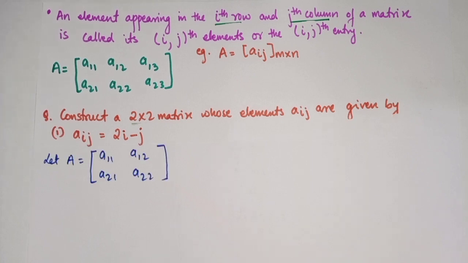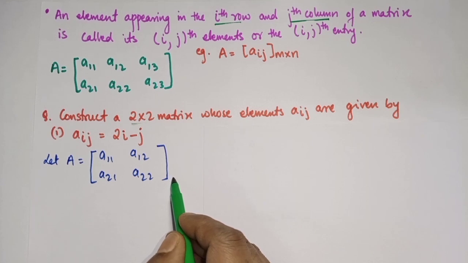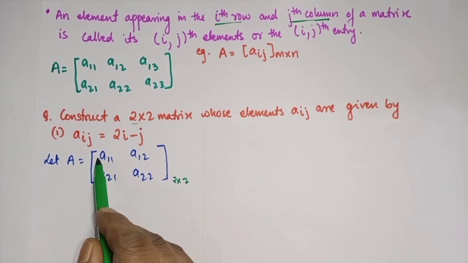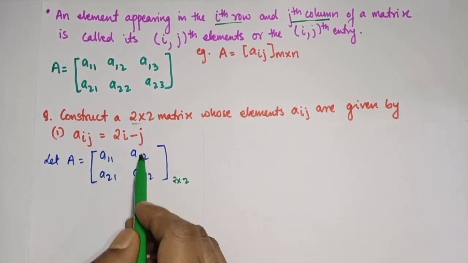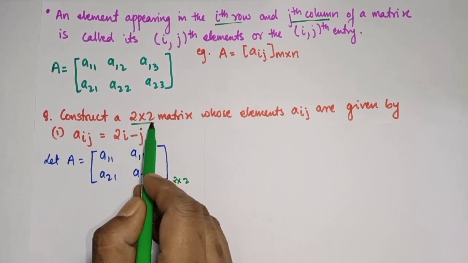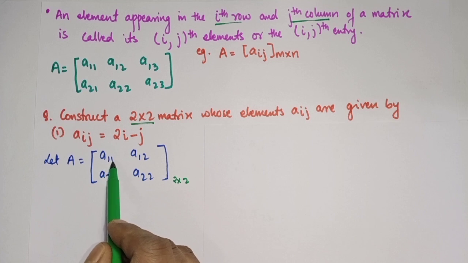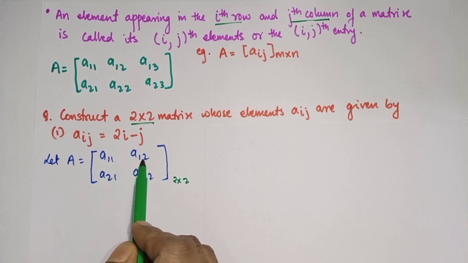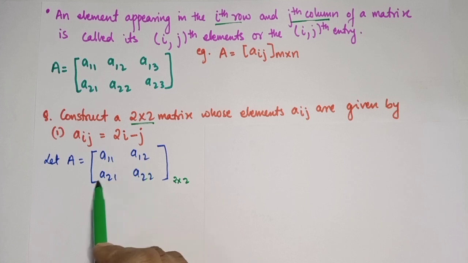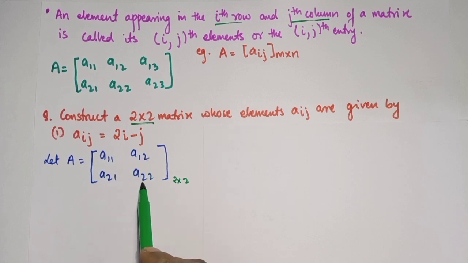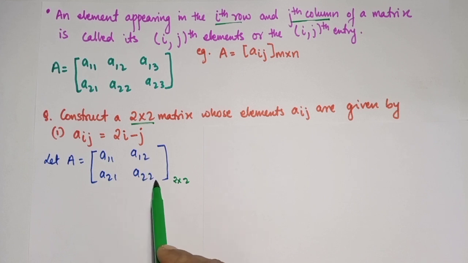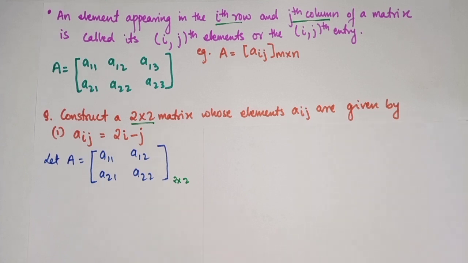So let A be equal to a 2 by 2 matrix, meaning 2 rows and 2 columns. How many rows are there? 2 rows. And how many columns? 2 columns. So first, first row, first column, that means 11. This is your first row, second column, so 12. This is your second row, first column, so 21. And this is your second row, second column. So this is my matrix.